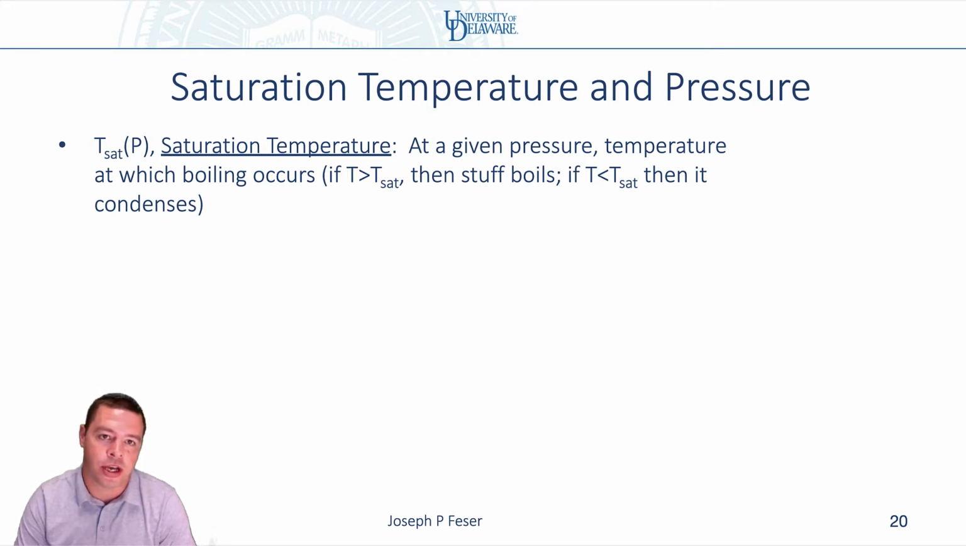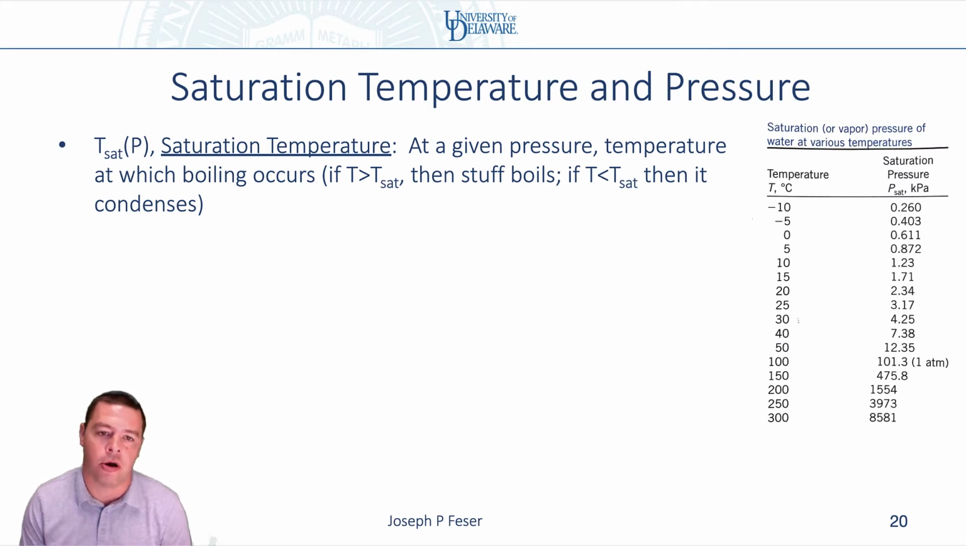The first one, saturation temperature, describes basically the temperature at which things boil. That is a function of pressure, right? So at higher pressures, you have to go to increasingly higher temperatures in order to get things to boil. If you raise the temperature of something above the saturation temperature, then it boils. If you reduce the temperature below the saturation temperature, then the vapor will condense back into liquid.